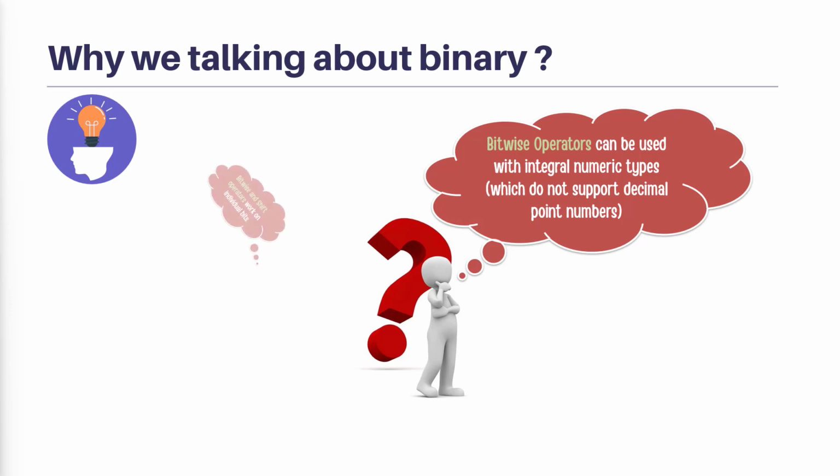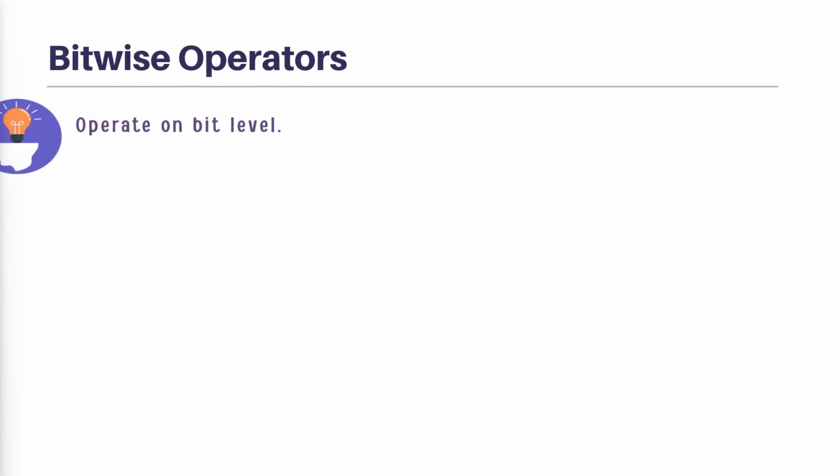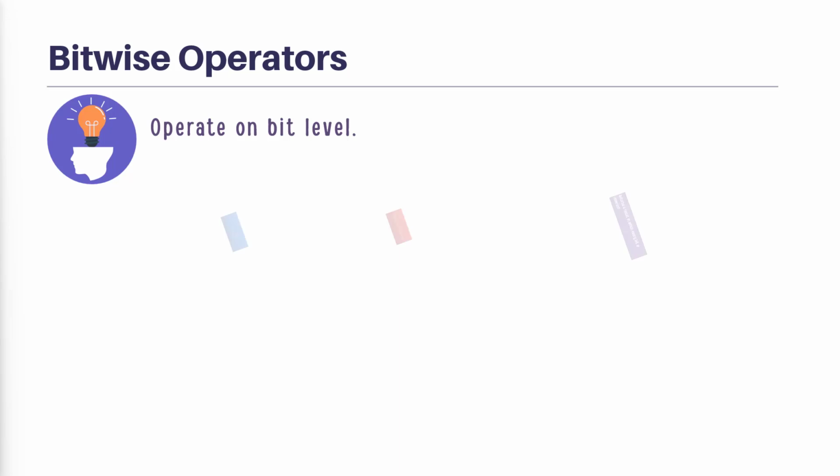The integral numeric types are the numeric types which do not support numbers with decimal points. So, the types like long, int, short, unsigned int, unsigned long, etc. can be used with bitwise operators. We are going to have a look at 6 different types of bitwise operators. Let's begin with bitwise complement operator.